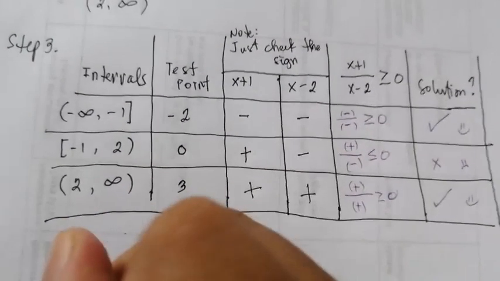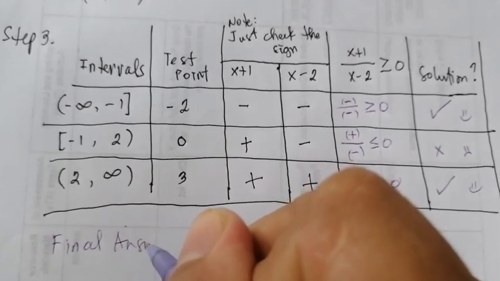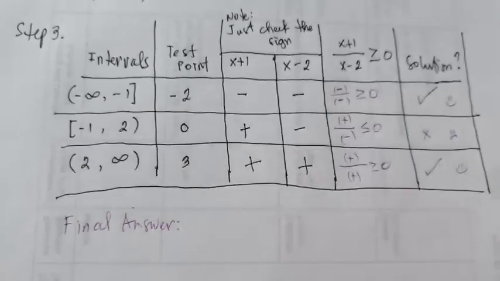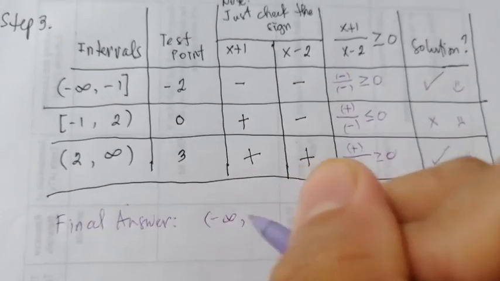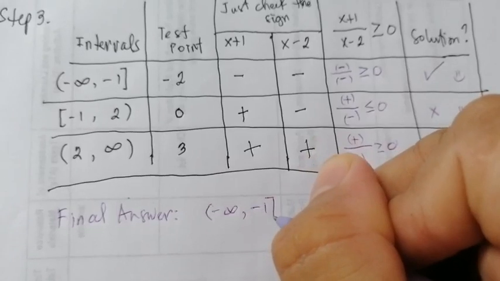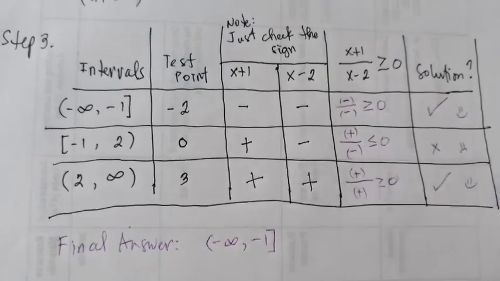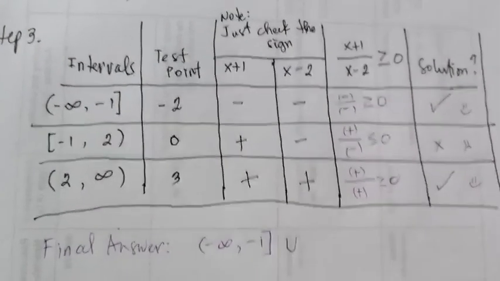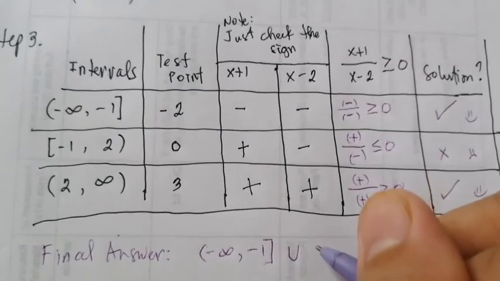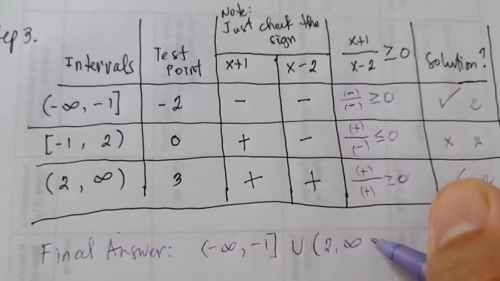So, ang final answer natin would be negative infinity to negative 1 included. Okay? Union 2 to positive infinity.